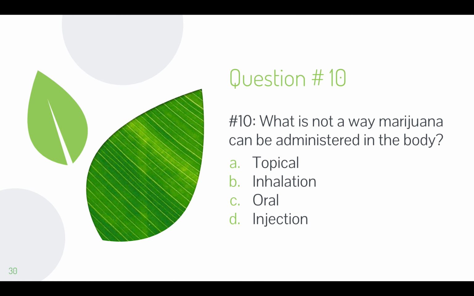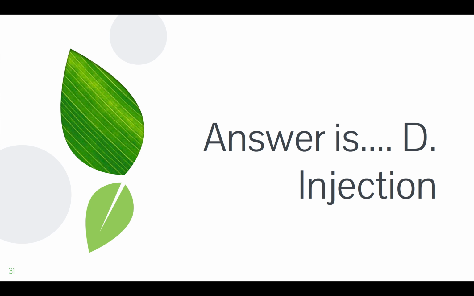Question number 10. What is not a way in which marijuana can be administered in the body? A. Topical, B. Inhalation, C. Oral, or D. Injection? The answer is D. Injection.